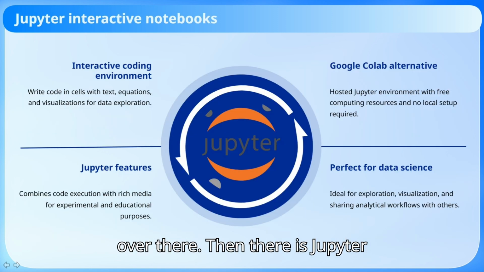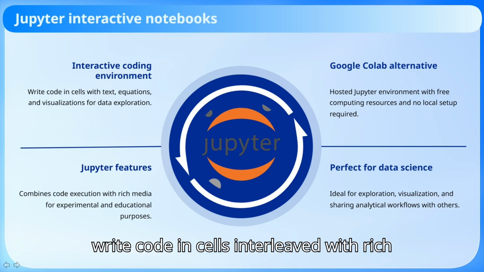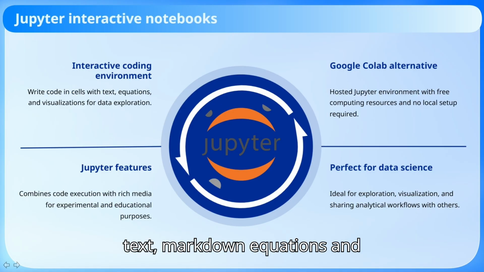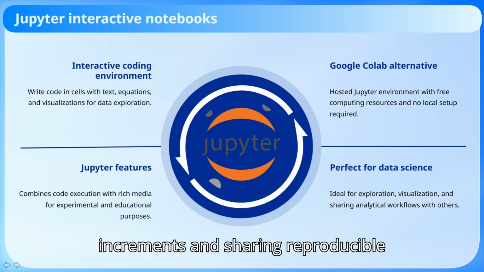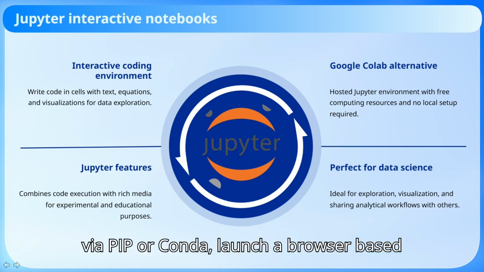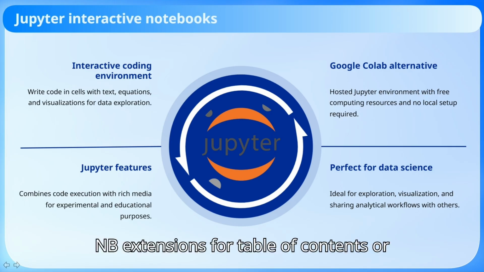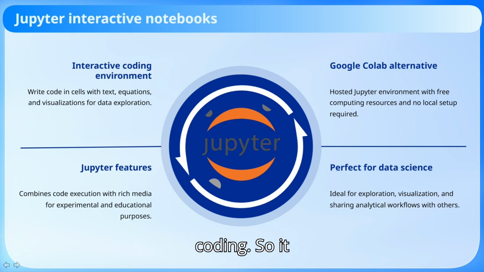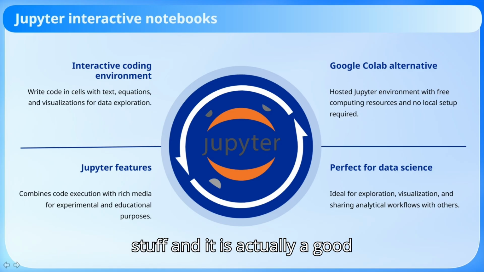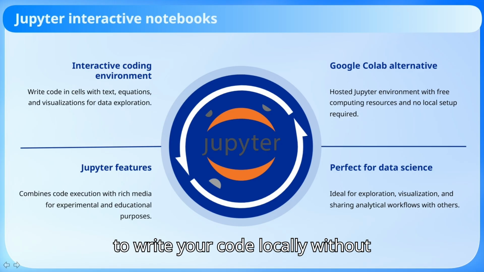Then there is Jupyter Notebooks. Jupyter Notebooks lets you write code in cells interleaved with rich text, markdown, equations, and visualization. It's perfect for data exploration, debugging in small increments, and sharing reproducible analysis. You can install it locally via pip or conda, launch a browser-based interface, and leverage extensions like nbextensions for table of contents or coding. So it is perfect for data science, and it is a good alternative to Google Colab if you want to write your code locally.